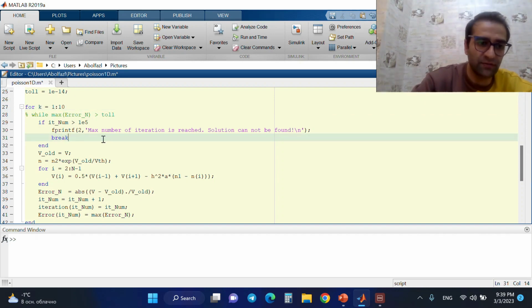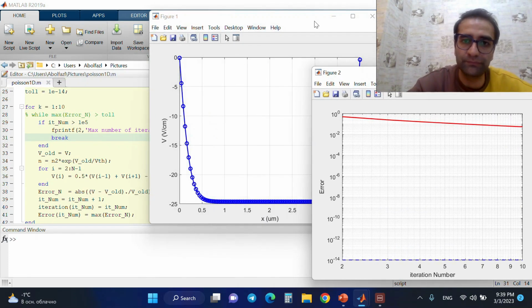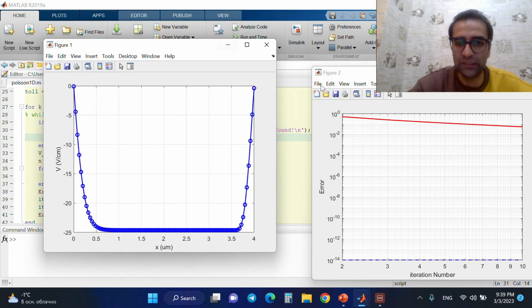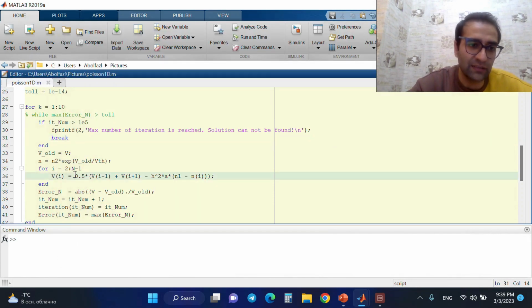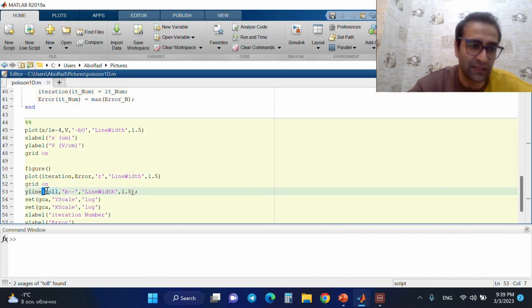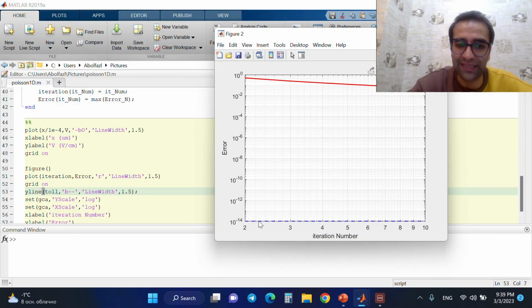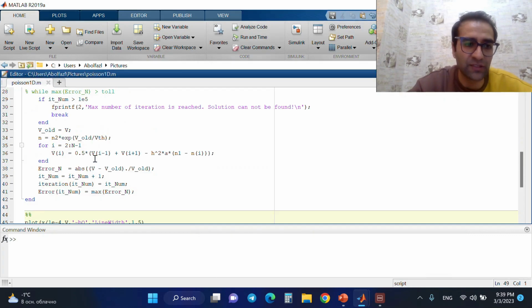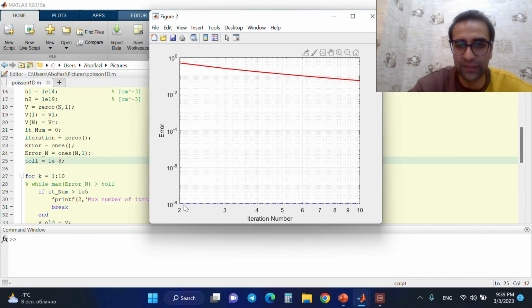Let's press F5 and look at the appearance of the potential and the error. Here you see this is the error and this is the potential, and this dashed blue line comes from this y line here and shows the level of tolerance that we defined, which is 1e-14, right? If we change it to, for example, 1e-8, you see here 1e-8.